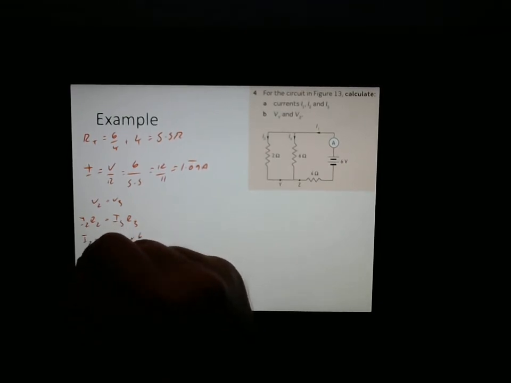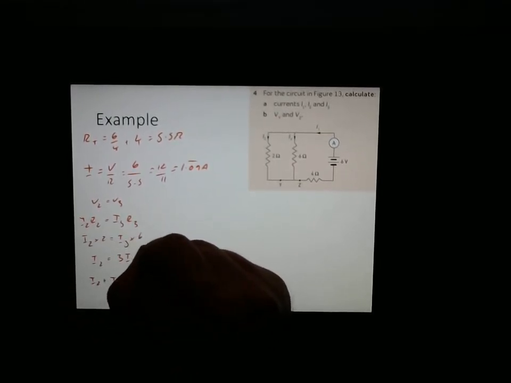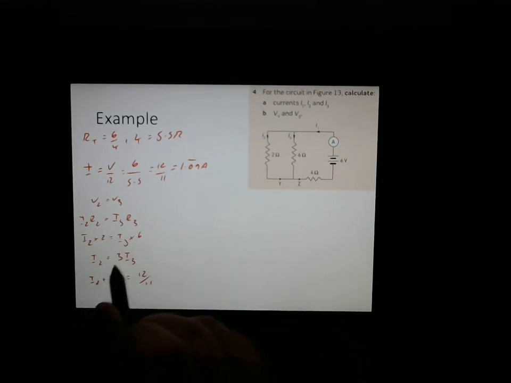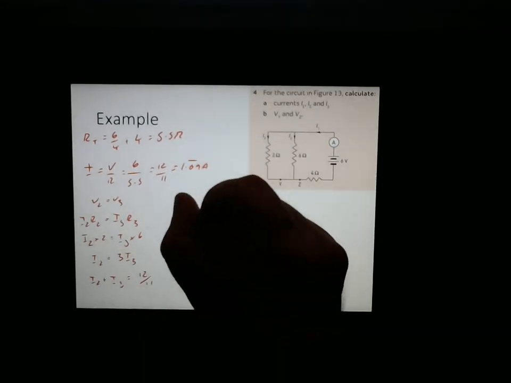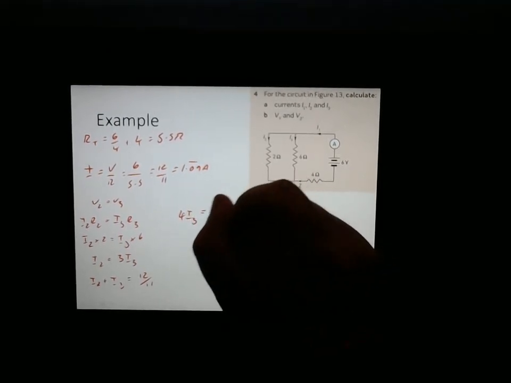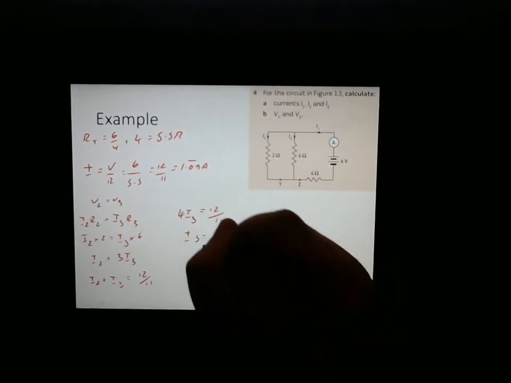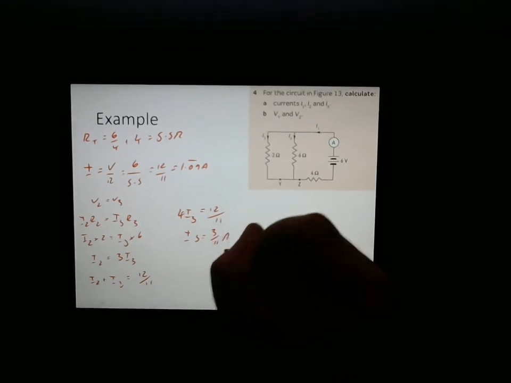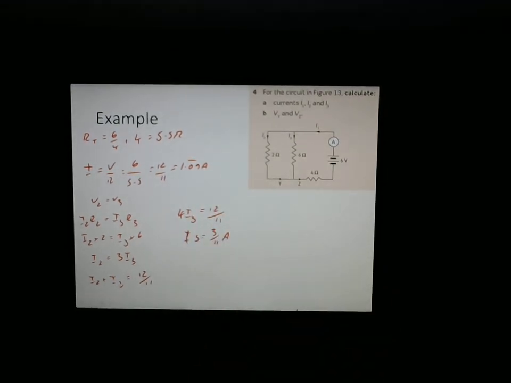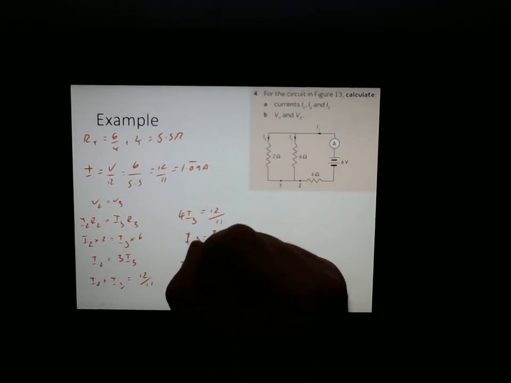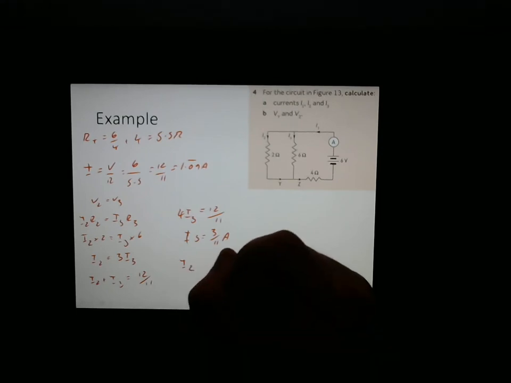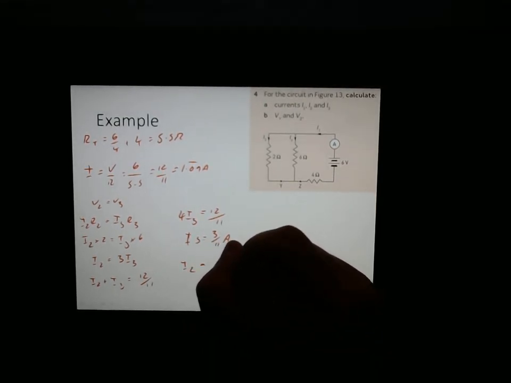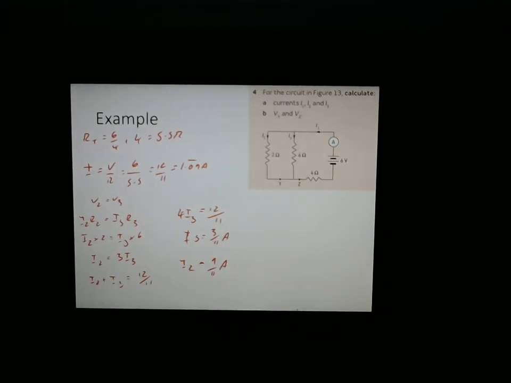Then we know that I2 plus I3 equals 12 over 11, and let's substitute that in. So we're going to have that 4 I3 equals 12 over 11. I3 must equal, divide that by 4, 3 over 11 amps. I'm just going to leave it as that. Okay, we are going to need I2. We know that I2 equals 3 lots of that, so that must equal 9 over 11 amps. Cool.